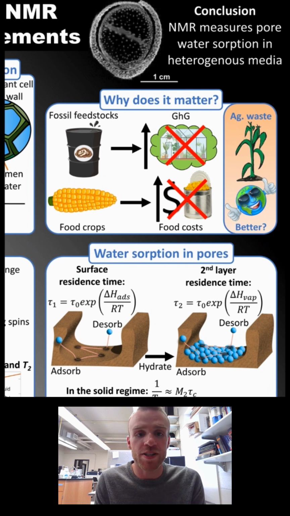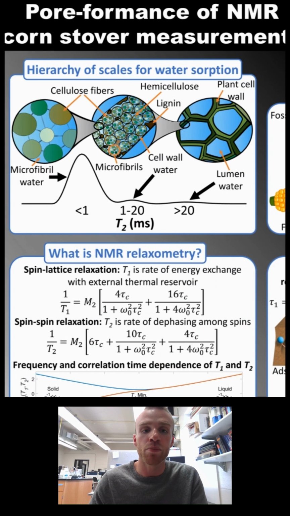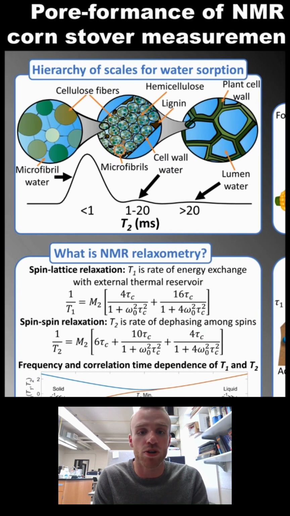Well, fossil feedstocks are commonly used to produce a lot of fuels and goods, but they result in lots of greenhouse gas emissions. Food crops like corn provide a renewable alternative, but using food for fuels and goods increases food costs. Another alternative is to break down agricultural wastes into sugar building blocks for use as precursors for fuels and goods. But the problem with this is these are really complex structures that are hard to break down. An example of the structures is shown here in this cartoon.